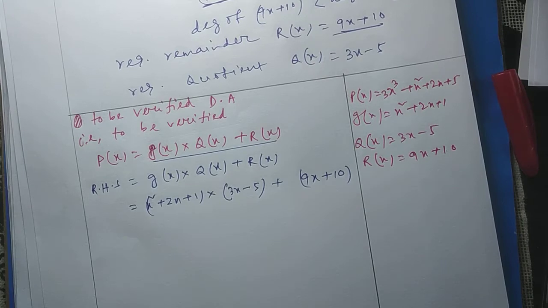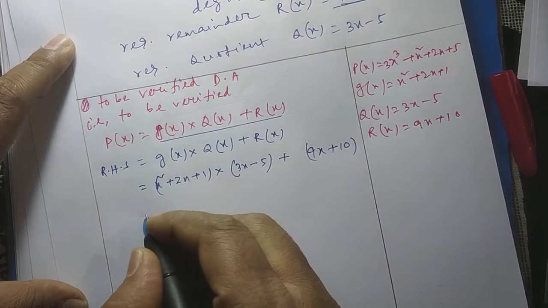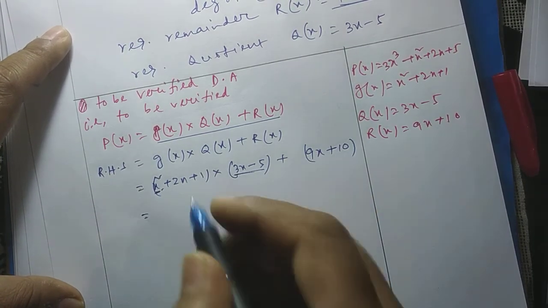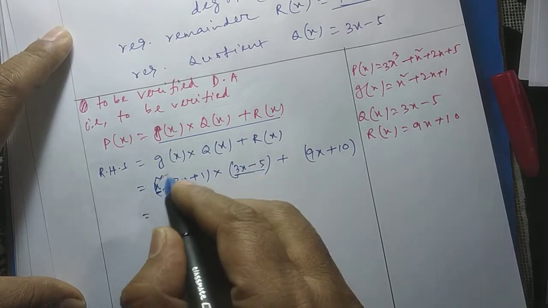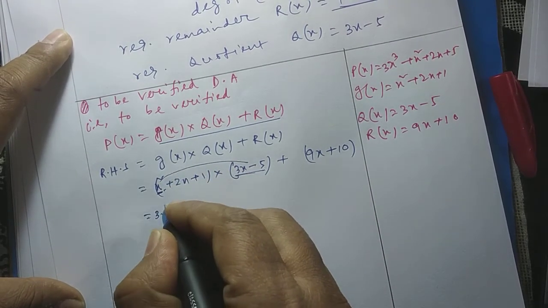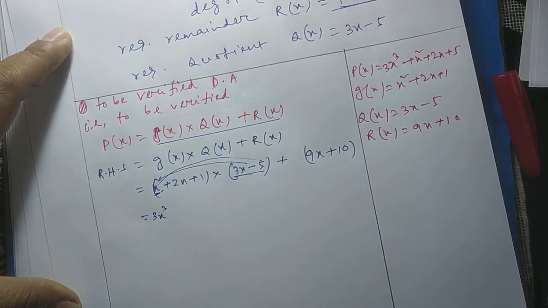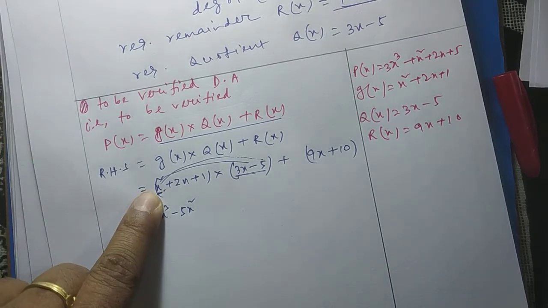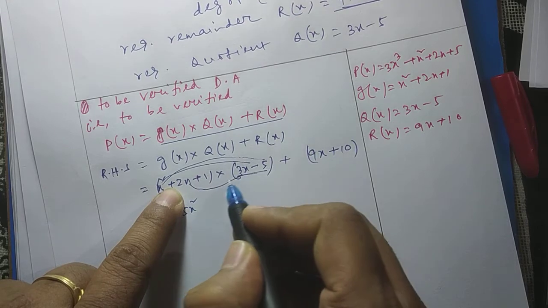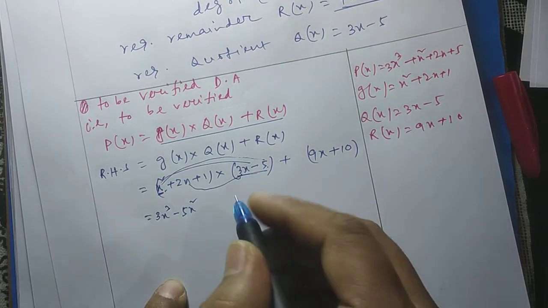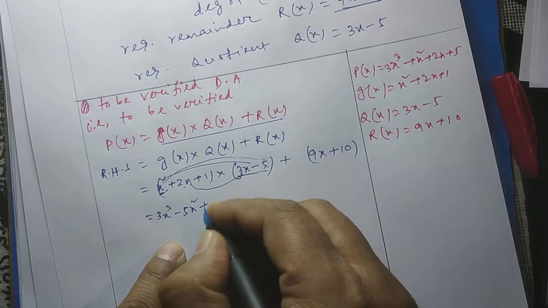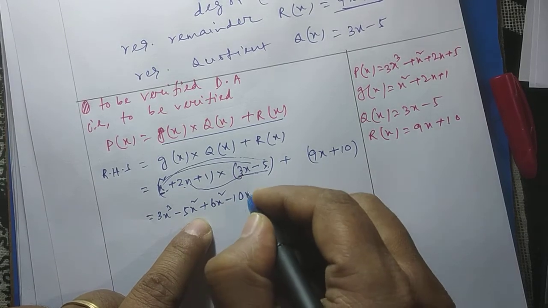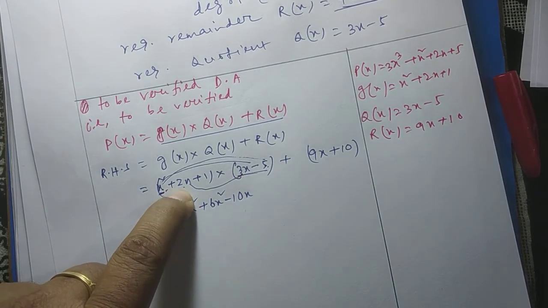Correct? Now let us multiply here. First multiply x square with the total term. x square into 3x will be 3x cube. x square into 5 will be minus 5x square. Correct? Here x square will be finished. Now 2x will start. Similarly, 2x will be multiplied with 3x and minus 5. 2x into 3x will be 6x square. 2x into minus 5 will be minus 10x. Correct? So 2x is finished.